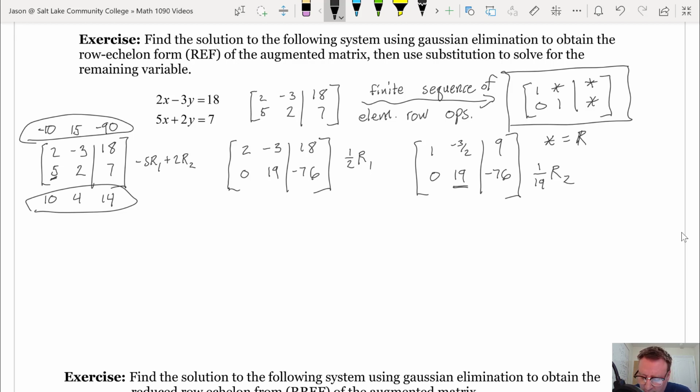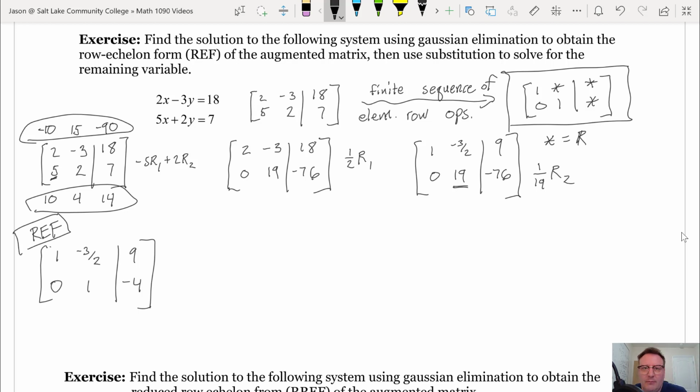And I do believe that 19 goes into 76 4 times because 4 times 10 is 40, 4 times 9 is 36. So we end up with 1, -3/2, 9, and then 0, 1, -4. Okay, and then this is row echelon form.